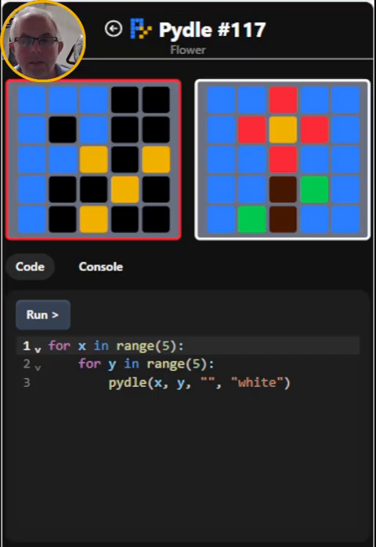Pydle is a daily puzzle you solve by writing Python code. Today's Pydle is a flower, so have a go at solving that.